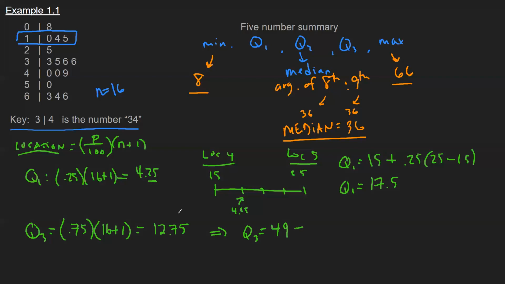Again, it's going to be a little bit bigger than 49. Well, how much bigger? It's going to be 75% of the length between the 12th number and the 13th number. Well, the 13th number is 50 and the 12th number is 49, right? So that's the length. And then I'm going 0.75 of that length, and that will take me to 49.75.